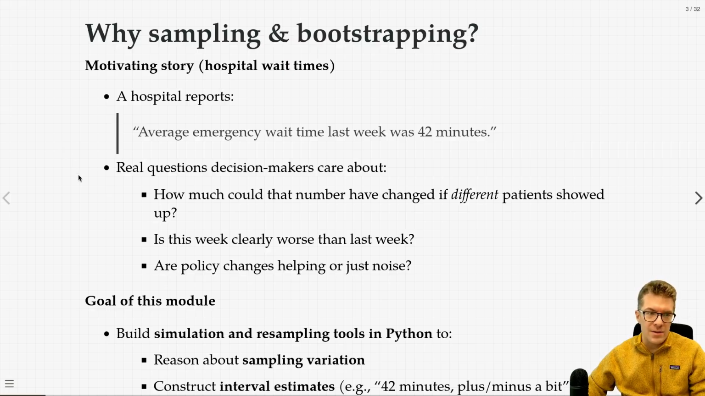But then we, as knowledgeable data scientists, might have several follow-up questions, including: how much could this number of 42 minutes have changed if different patients showed up that particular day as opposed to the ones we did observe? Is this week clearly worse than last week? Maybe it's clearly better than last week. And are there any policy changes, any interventions to workflow in this emergency room that could help or hinder the wait time, or is it just noise?